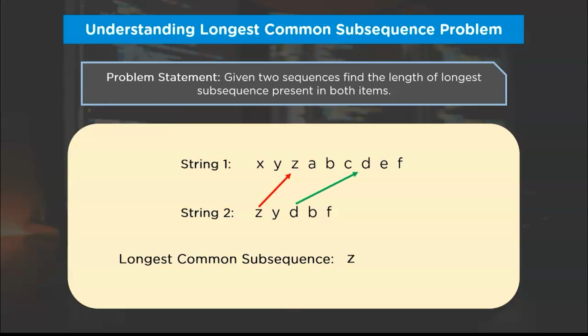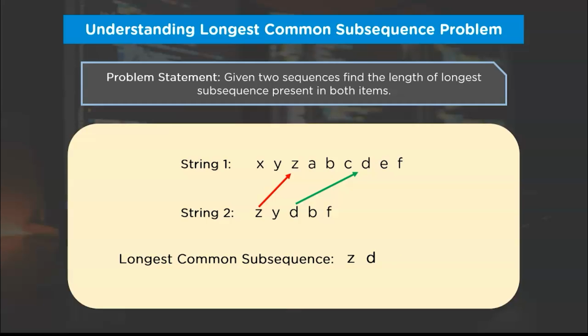That character is D, and D is not intersecting with any other character, hence we'll add it to our LCS string. Now, the next character B is also there in string 1, but we cannot insert it in our LCS string as it intersects with the mapping line of character D.